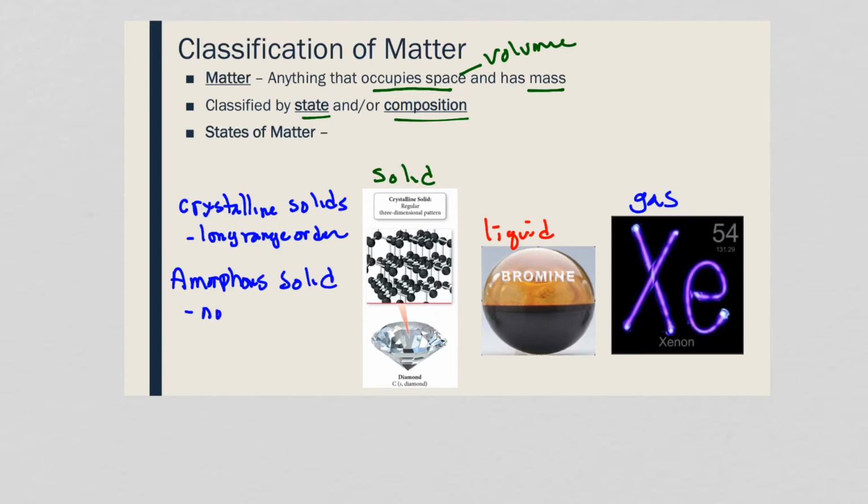Which simply has no long-range order. And these are things like glass, like window glass, many plastics, these kinds of things, right? Where they don't necessarily have this same type of long-range pattern.